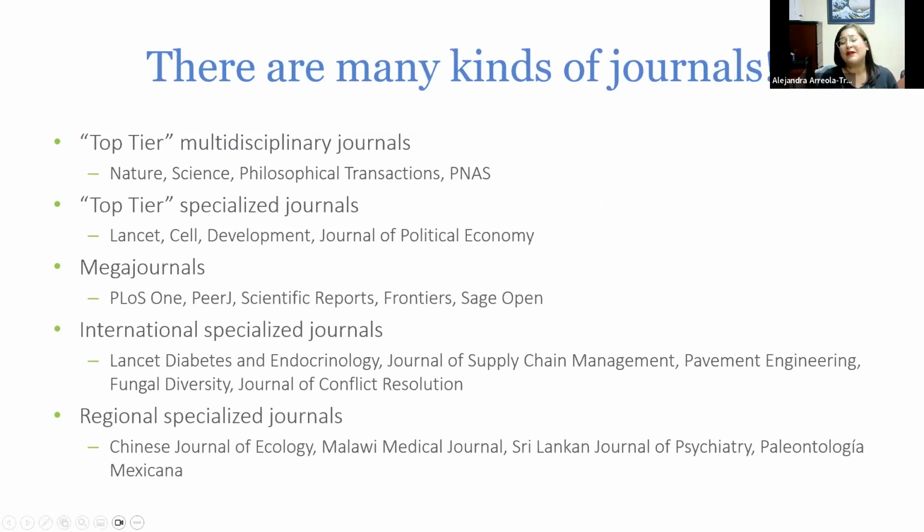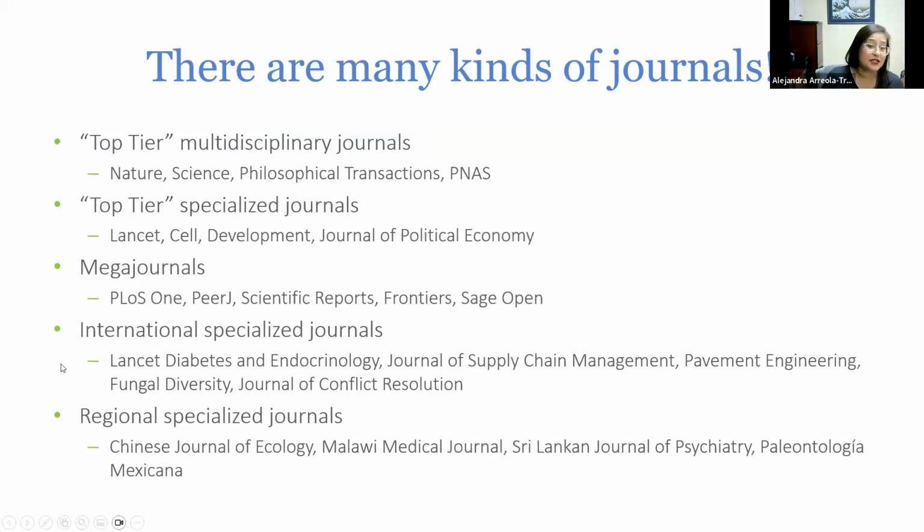And also remember that there are many kinds of journals. So you have your top tier multidisciplinary journals. These will include Nature, Science, Philosophical Transactions, which is invitation only now, PNAS, the Proceedings of the National Academy of Sciences of the United States. You have your top tier specialized journals like the Lancet, Cell, Development, the Journal of Political Economy. You have your mega journals, which are online, open access, and multidisciplinary. So you have PLOS ONE, PeerJ, Scientific Reports, Frontiers, and Sage Open.